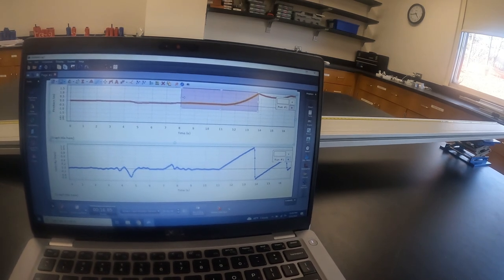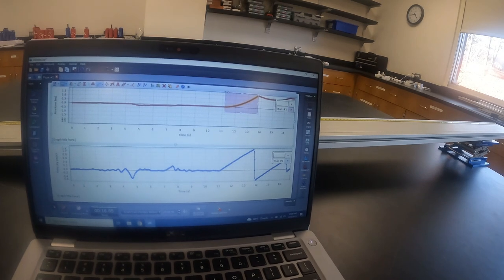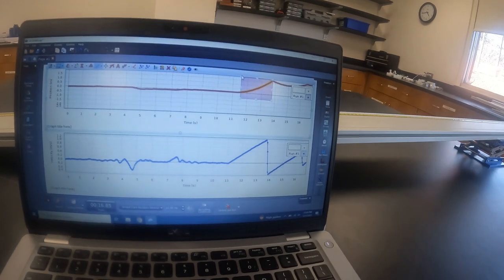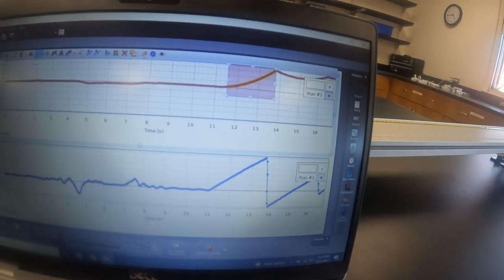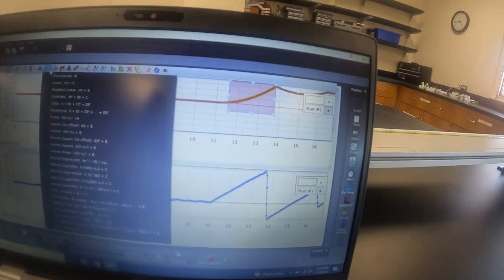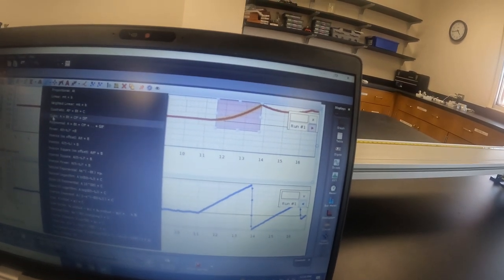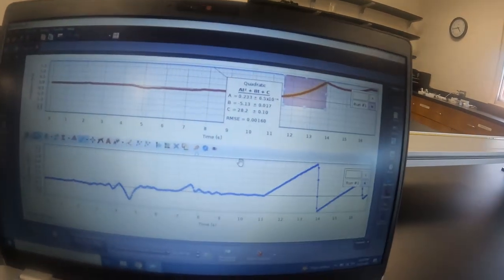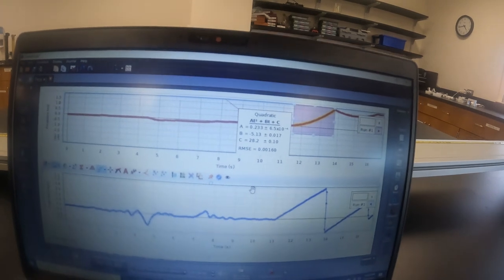It is important not to highlight data during the bumper. Once we highlight the data of interest, we are going to pick a fit, but this time it is not linear. This is clearly a curve. So we are going to pick quadratic. And here we get our constants for our quadratic.